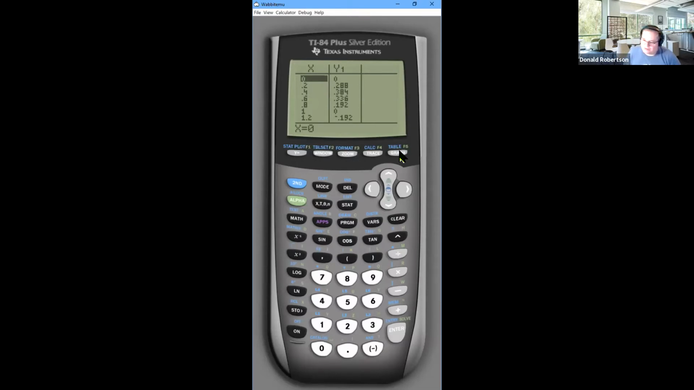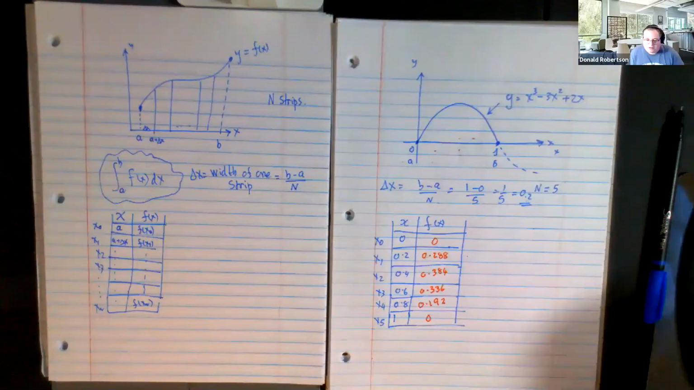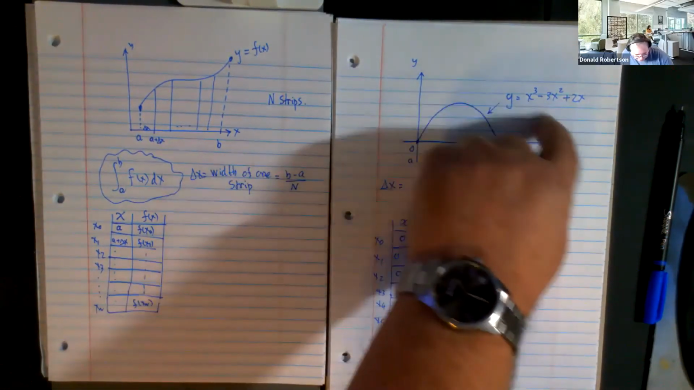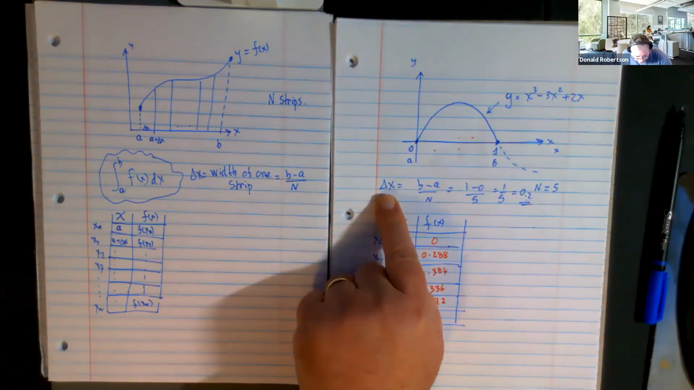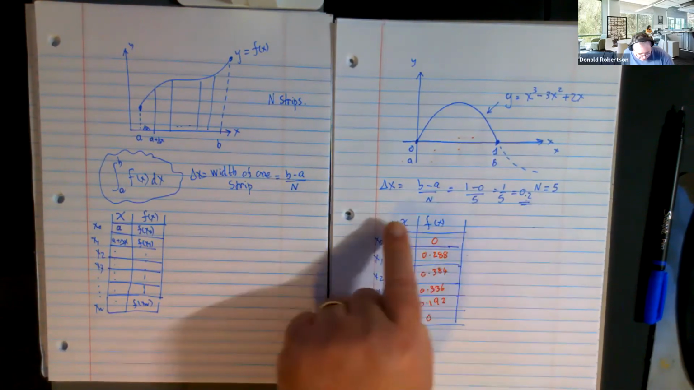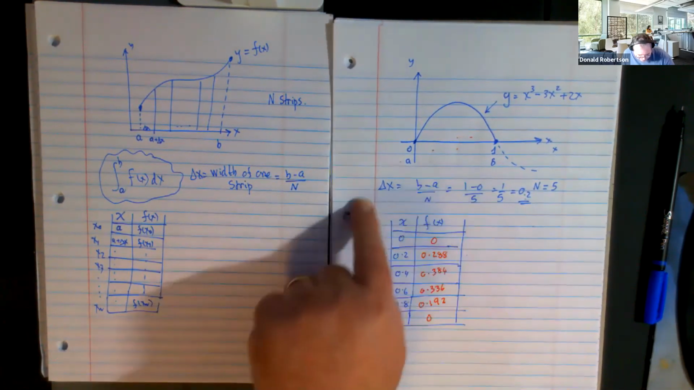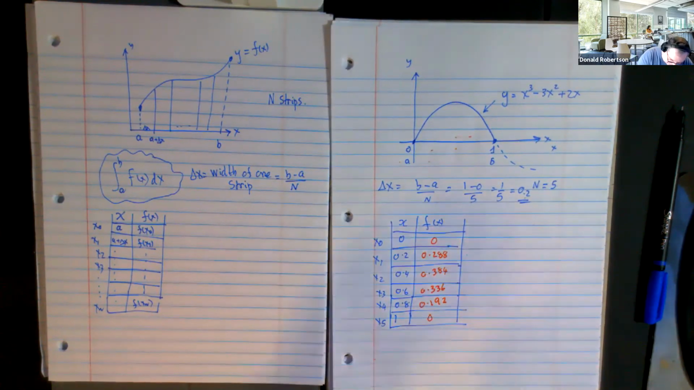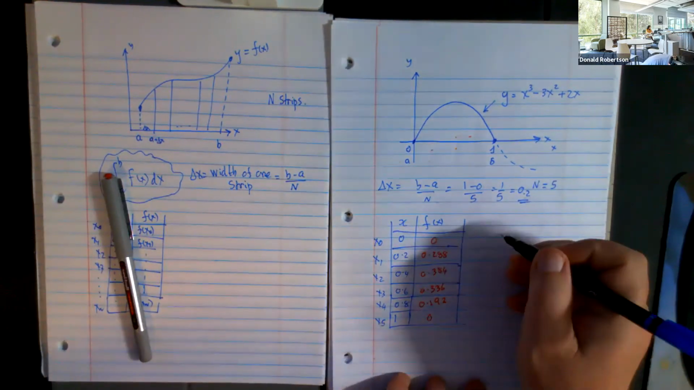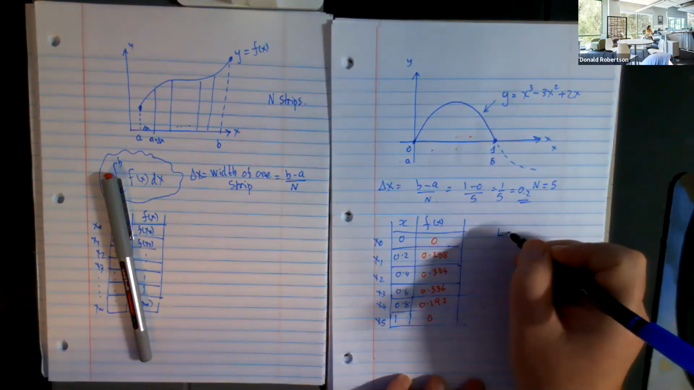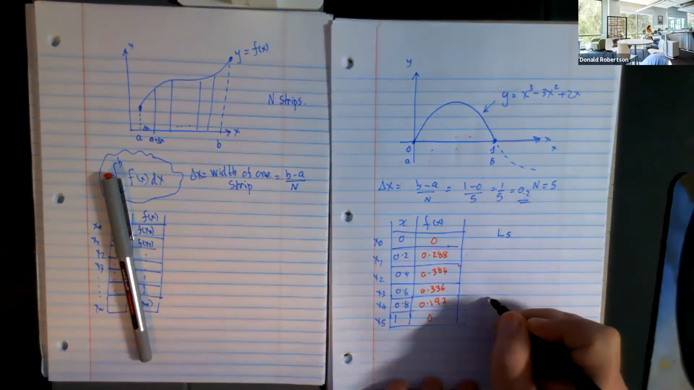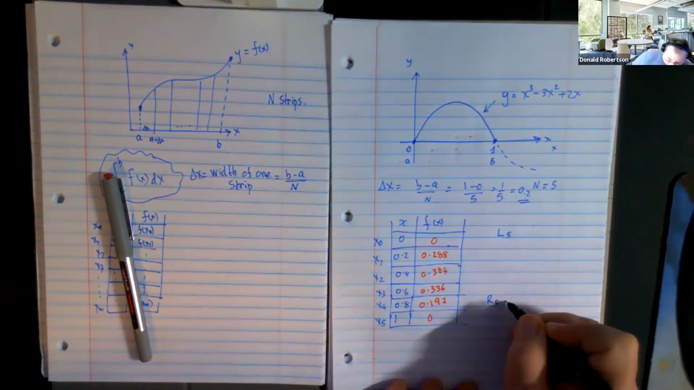Right. Just to get the calculator to take some of the workload off you. So let's return now and see what we do next. If you were given this question, the first thing you do is find delta x, which is 0.2. That allows you to set up this table. And I am now going to do an L5 and an R5.